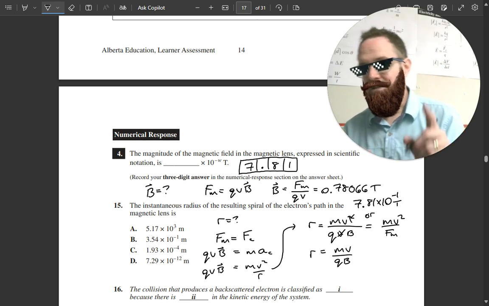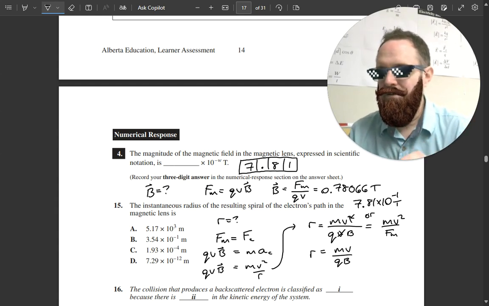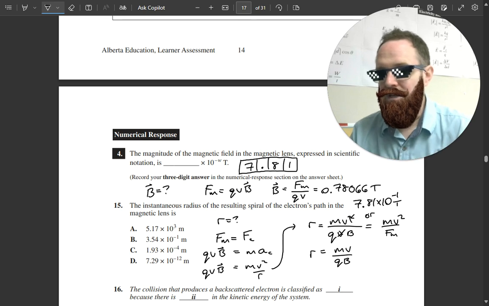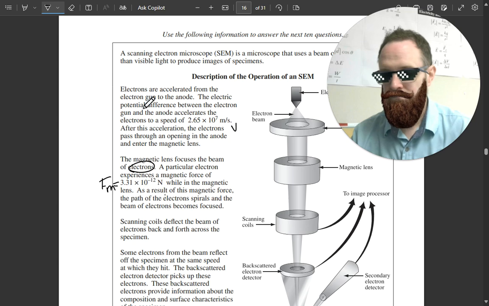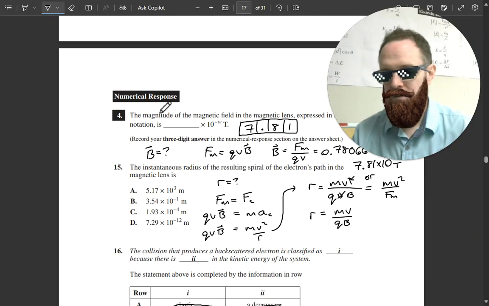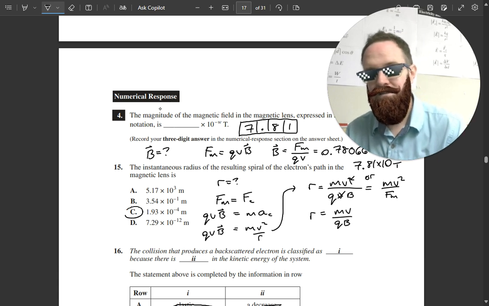So both of these should give me the same answer because QVB, you notice that on the bottom there, QVB is just Fm. I'm going to use my B value with all the decimals. These numbers are pretty far off from each other, so even if you use the rounded number, it probably would work just fine. So 9.11 times 10 to the negative 31 times the speed, divided by the Q, the electron, so 1.6 times 10 to the negative 19, times the B, which I have in my calculator. So I get 1.9327 times 10 to the negative 4.